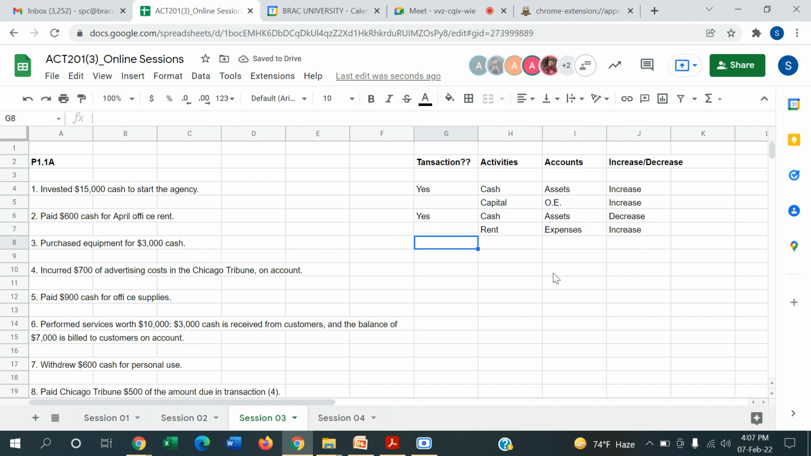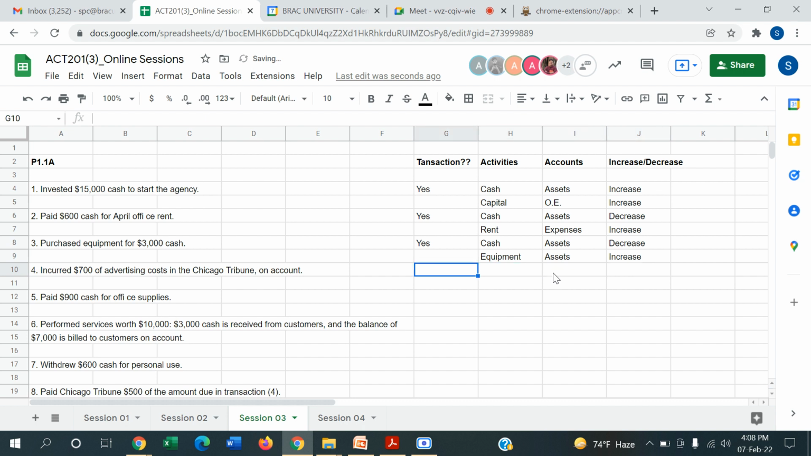Next one: purchased office equipment for 3,000 cash. Cash and equipment. Excellent. So cash is an asset, as we know, equipment as well. How are they changing? Cash will decrease and equipment will increase. Excellent.